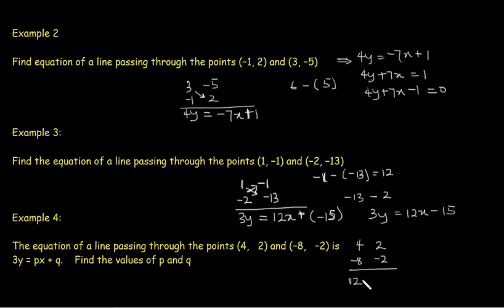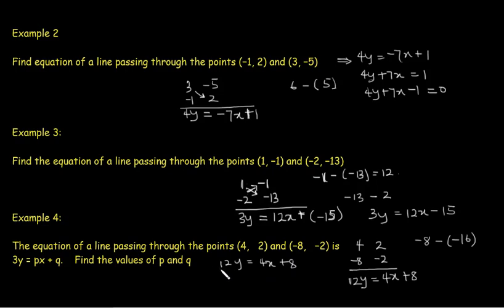So we have 12y = 2 minus -2, which gives 4x. You cross multiply: 4 times -2 is -8. So we have -8 minus -16, this is plus 16, and that should give you plus 8, right? So now we have 12y = 4x + 8.